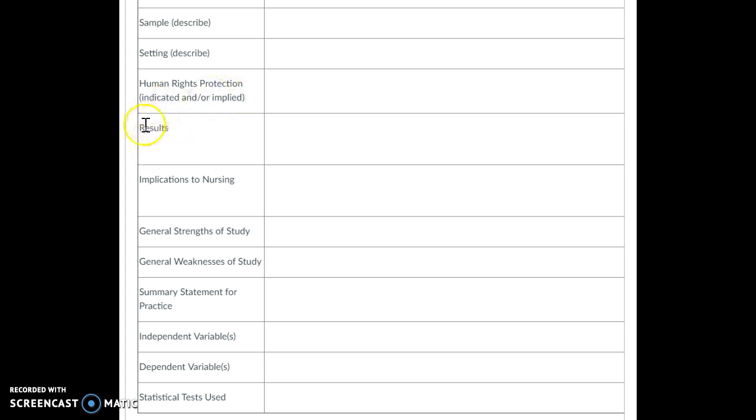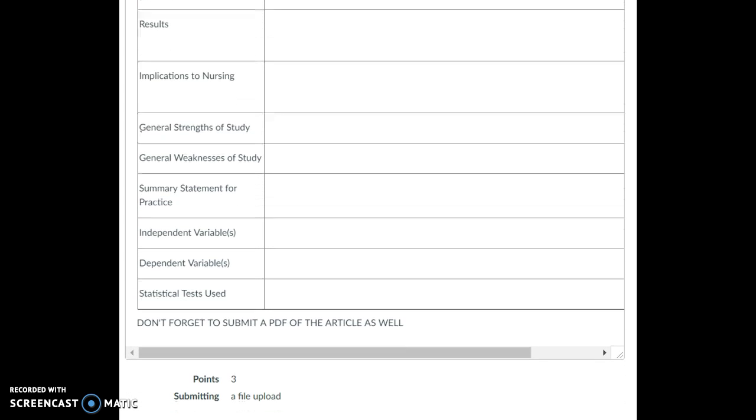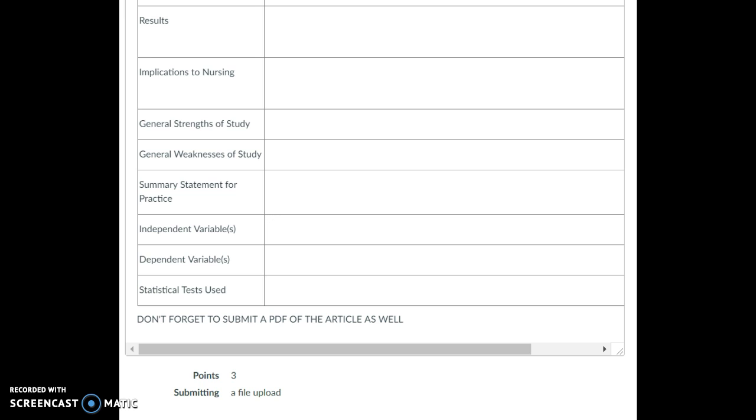The results of the study need to be here, as well as the implications to nursing. Some of these articles may not necessarily be from the field of nursing. Some of them may be from related fields that tie in, such as social work, sociology, psychology, medical journals, things like that. So tying the implication to what that means to the field of nursing.